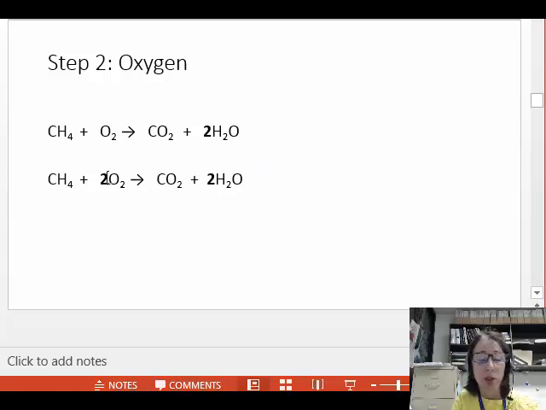To get 4 oxygen on the reactant side, we place a coefficient of 2 in front of the oxygen. Coefficient of 2 multiplied by subscript of 2 is 4 oxygen atoms. Our equation is now balanced.